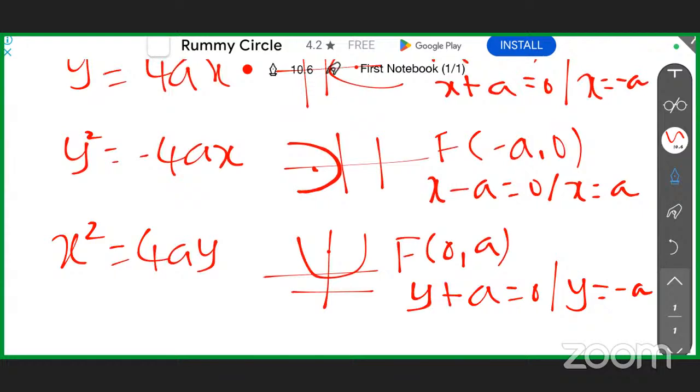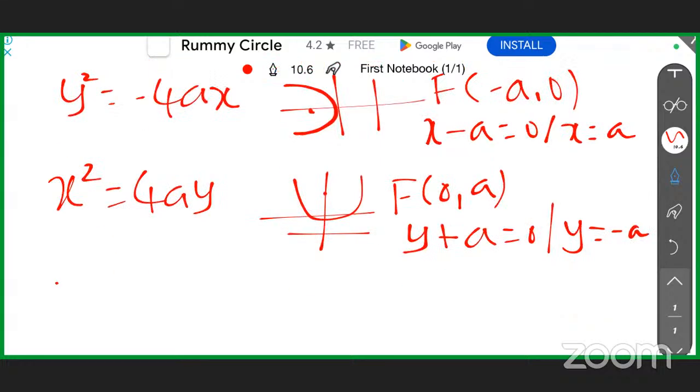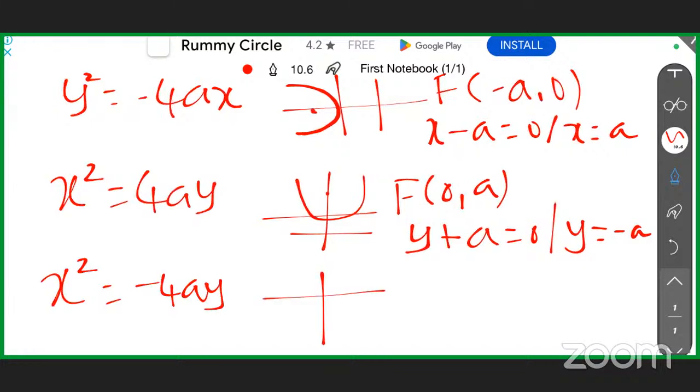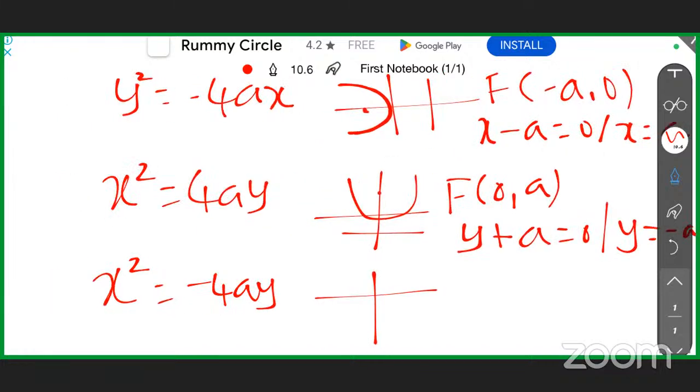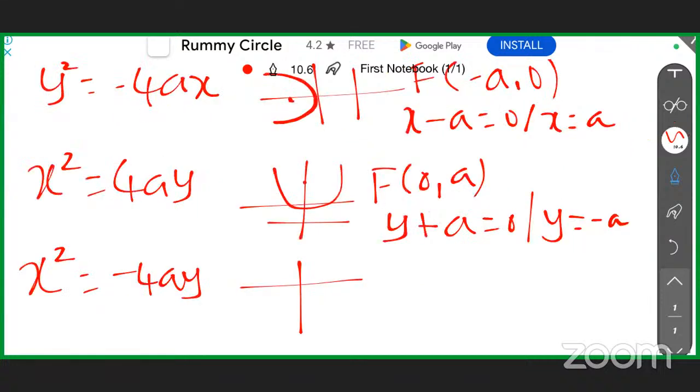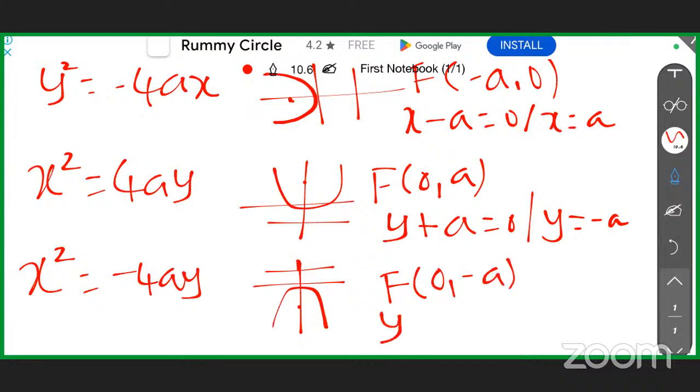So the next thing we'll have is x square is equal to minus 4ay. This will be a downward parabola, an upside-down U, where my focus will be on the negative y-axis. This will become (0, minus a). The equation of the directrix will be y minus a is equal to 0, or y is equal to plus a.